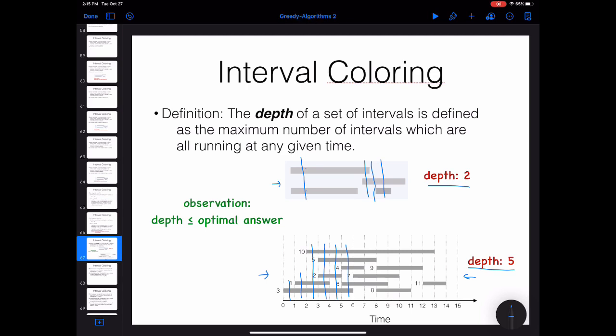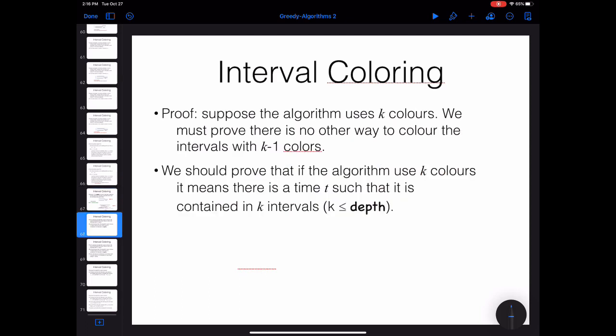One observation about the depth over a set of intervals is that whatever is the optimal answer, it cannot be less than depth. You agree, right? Because if the depth is k, you cannot use k-1 colors, because at some specific time, for example, this one, you have 5 different jobs running. So at least I need 5 different colors. This is the key observation that helps me to prove the optimality of that strategy.